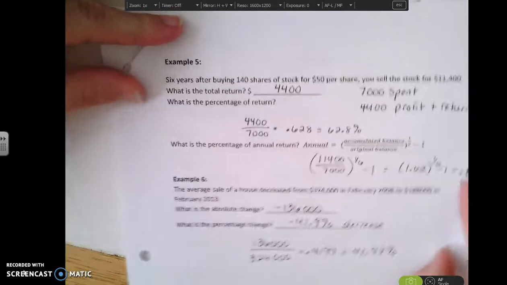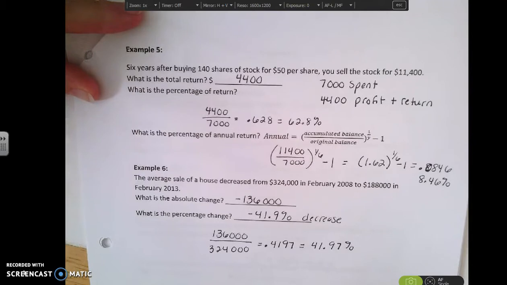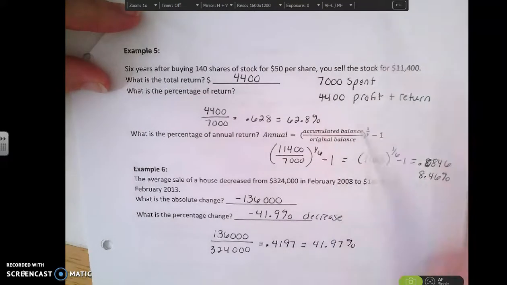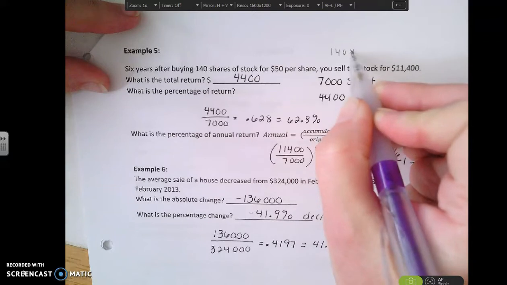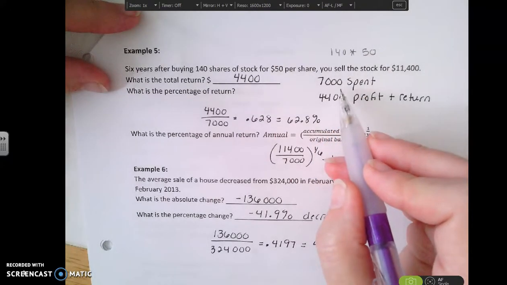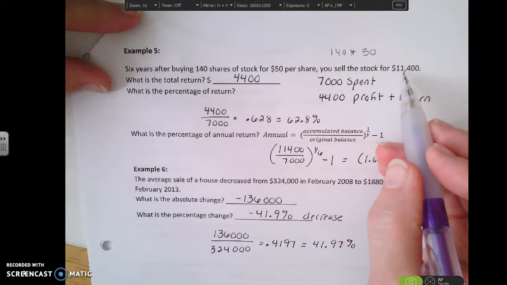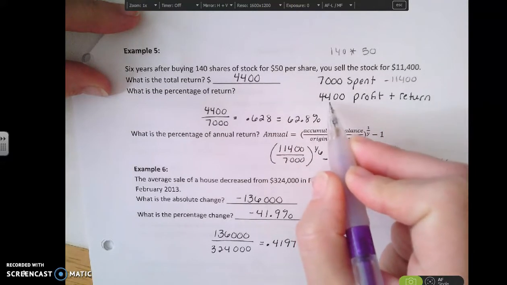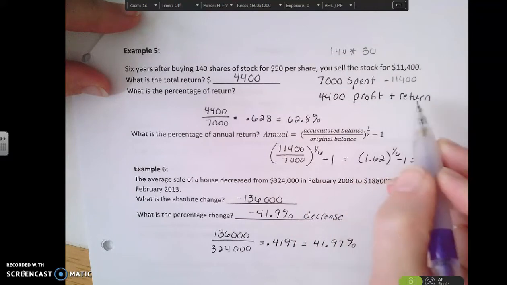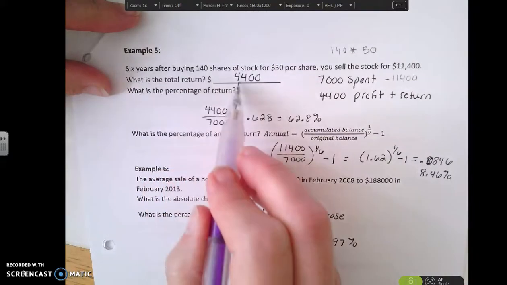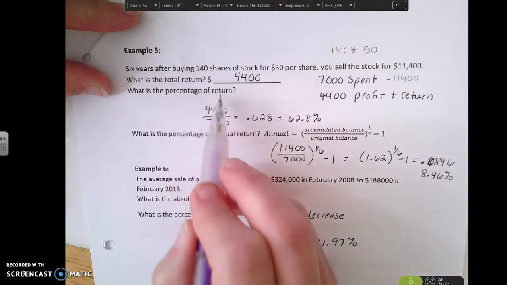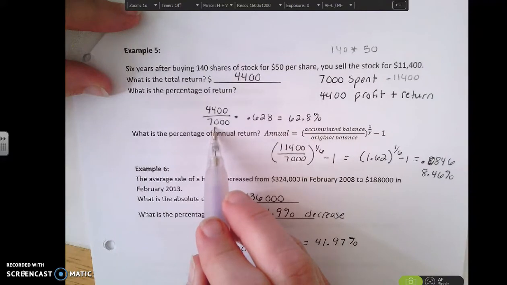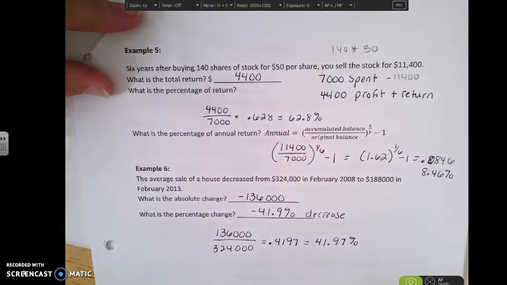Okay, so 6 years after buying 140 shares of stock for $50 per share, you sell the stock for $11,400. What's your total return? Well, we have to figure out how much you spent. So 140 shares at $50 each is $7,000 that you spent. You made $11,400. So if you subtract $7,000 from this, you get a $4,400 profit or a return, whatever you want to call it. So the total amount of return is $4,400. What is the percentage of return? The percentage of return is the $4,400 divided by the original spent. So that's 0.62, which is a 62% return.